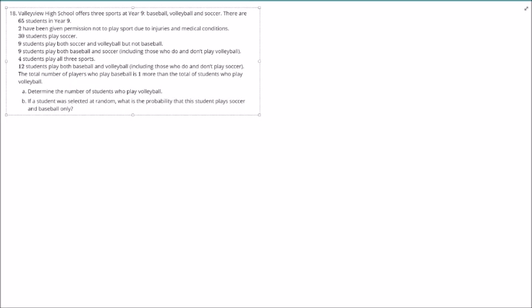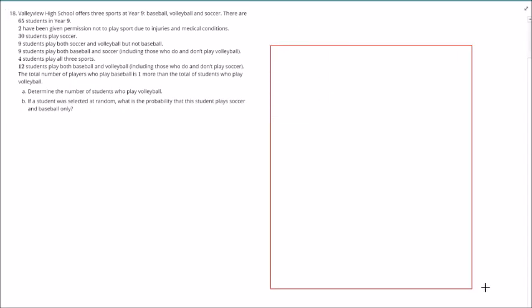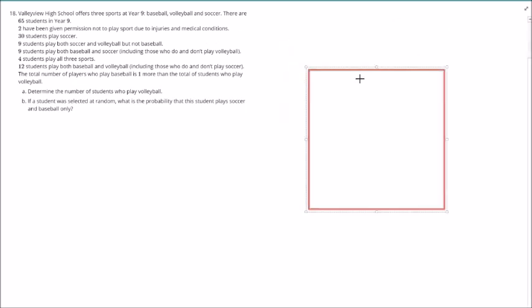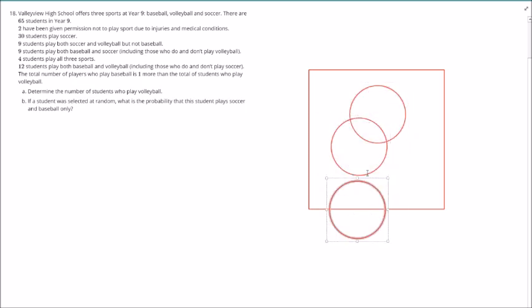Question 18. Again, it is a Venn diagram with 3 things in there. So I'm going to try and do a Venn diagram with 3 circles again. Okay, what does the question ask for this time? There's 3 sports, B, V, and S, and there's 65 students, so 65 this time. 2 have been given not to play sports, so they're not playing at all.